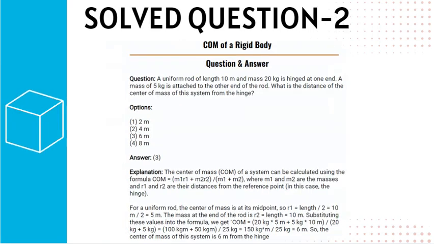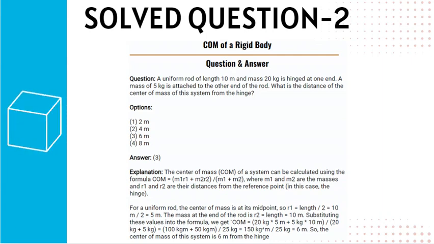In the second question, we have two objects. The first one is a uniform rod of length 10 meters and weight 20 kilograms. The second object is a mass of 5 kilograms attached to the other end. The position of the center of mass from the hinge is to be calculated. In this question also, the same formula for center of mass needs to be used. The rod is modeled as a point mass with the distance from the hinge equal to half the length of the rod.